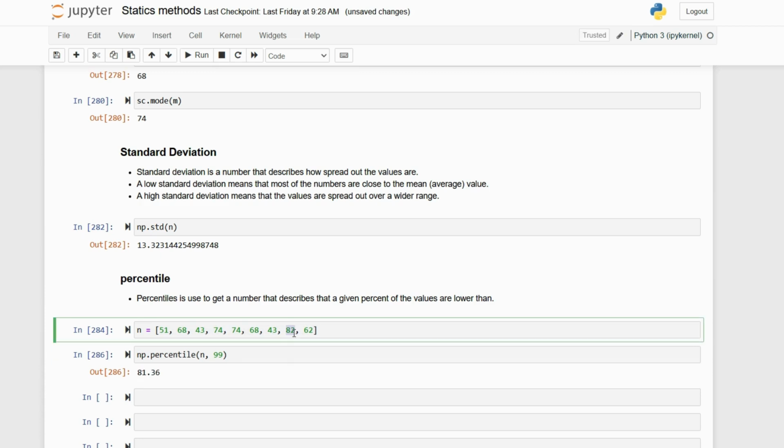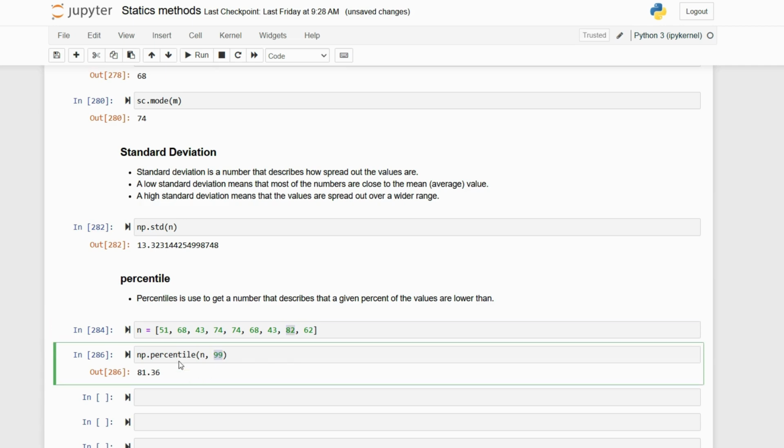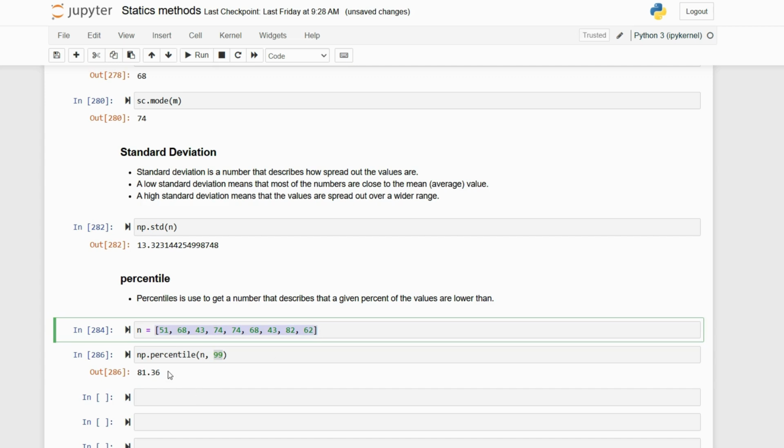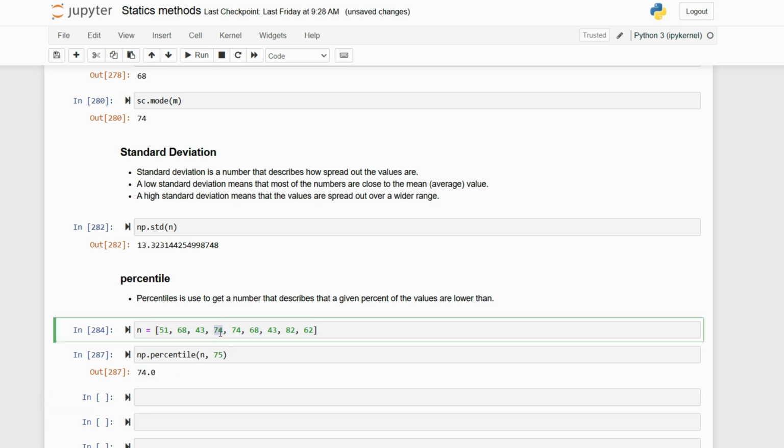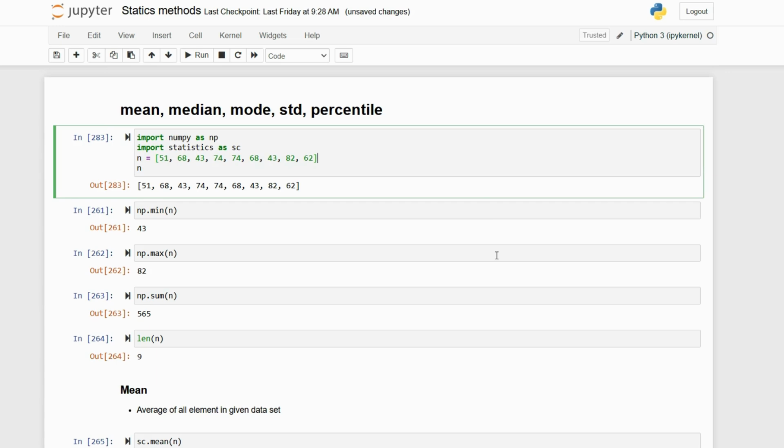Now the 99th percentile means 99% of the students have marks lower than this value. Similarly, for the 75th percentile, 75% of students have marks lower than this value, 74. So percentile is used to get a number that describes that a given percentage of values are lower than this value. These are very basic concepts which we use in our day-to-day life, and that's why they are very important for machine learning and also in data analysis, because using these functions we can get some idea of how our data looks.